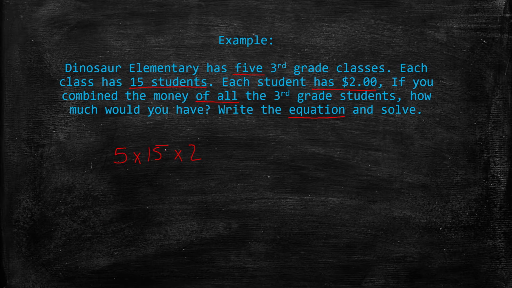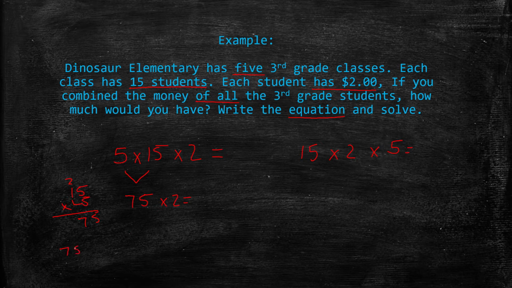Okay, now you can write it out this way. Some may want to find out how much money each class has. So that could be 15 students, each one has $2, and then multiply that by 5. Okay, you're going to get the same answer. So we'll start here. 5 times 15. 5 times 5 is 25. Carry the 2. 5 times 1 is 5. 6, 7. So 5 times 15 is 75. That's how many total students. Now, each one of those students has $2.